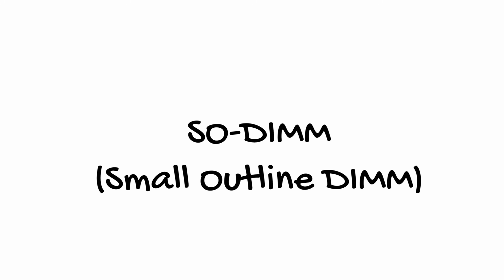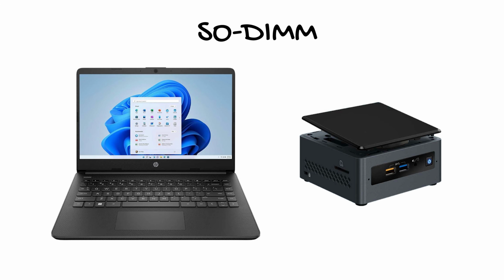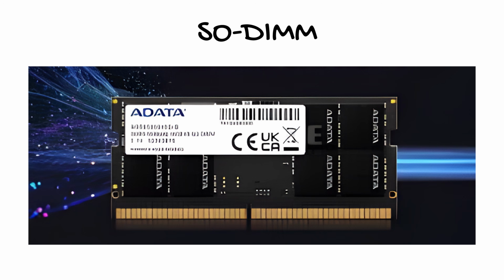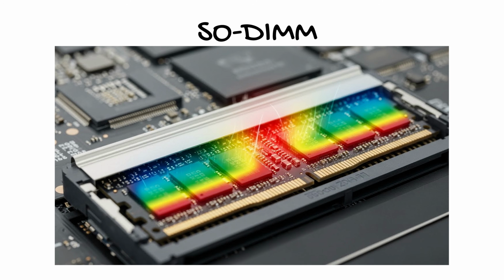SO-DIMM, Small Outline DIMM, is the compact version designed for laptops and small form factor computers. They are approximately half the length of a normal DIMM. Although small, they can reach the same speeds as their larger siblings today, though they tend to run a bit hotter due to the restricted space in laptops.